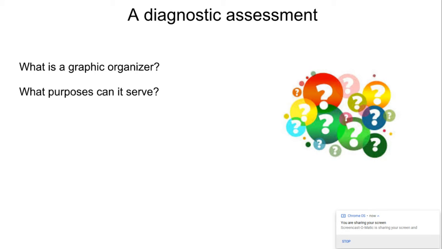First of all, a diagnostic assessment. Number 1, what is a graphic organizer? And what purposes can it serve? I will explain what a graphic organizer is in the next slide. However, throughout all of the researching, I have found some examples that say that graphic organizers can assess, and some resources that say graphic organizers cannot assess. So throughout this presentation, I will show you that graphic organizers do a wonderful job to assess.